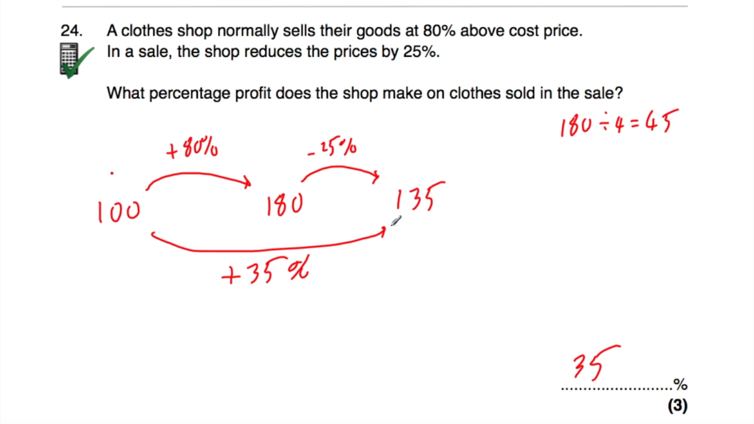Now, you could, if you wanted to in this question, do change divided by original times 100. So the change is £35. The original was £100 and then times 100. And when you work that out, you get 35. So that means the percentage profit would be 35%.